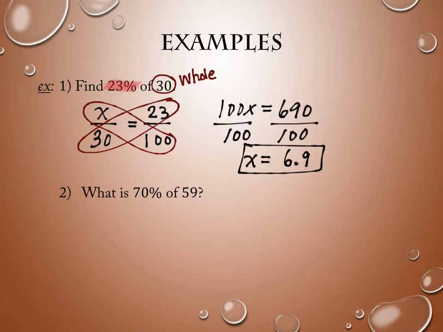Okay, so take a look at the next one. 70% of 59. See if you can set this up. Take a second to write it down. Don't solve it, just in case you don't quite have it right. Go ahead and set it up.